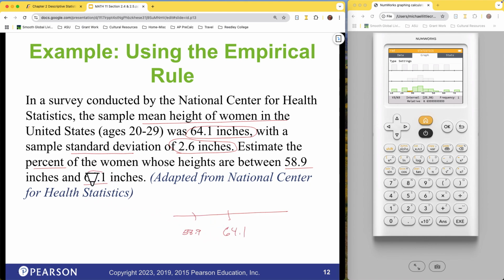And then we're going between 64.1, that's the mean. So we want to know what percent would be in this portion of the graph. And again, we have our bell shape, which is important. We need to find out how many standard deviations this is. If so, we could take 2.6 and subtract that once, and that will give us about 62, 61.